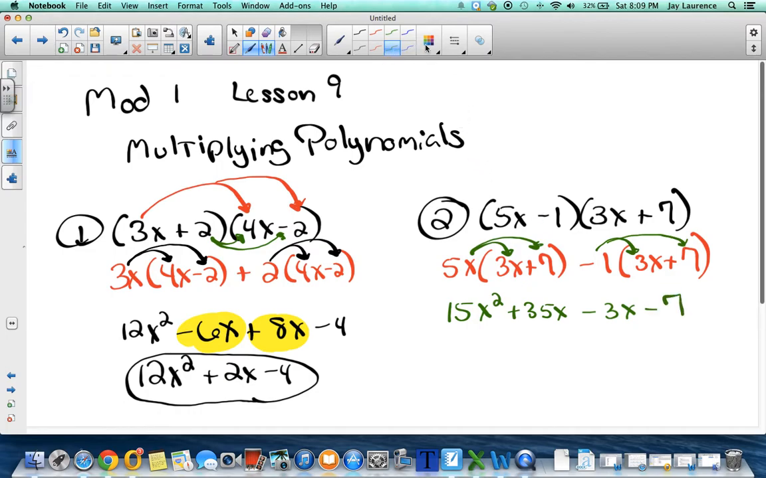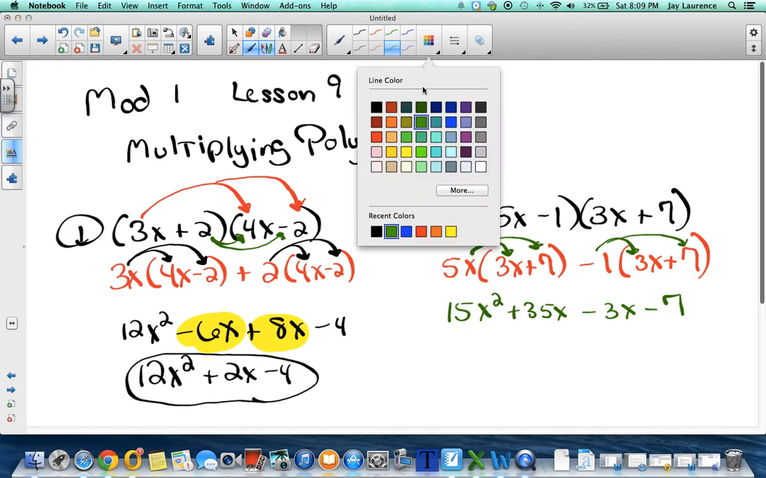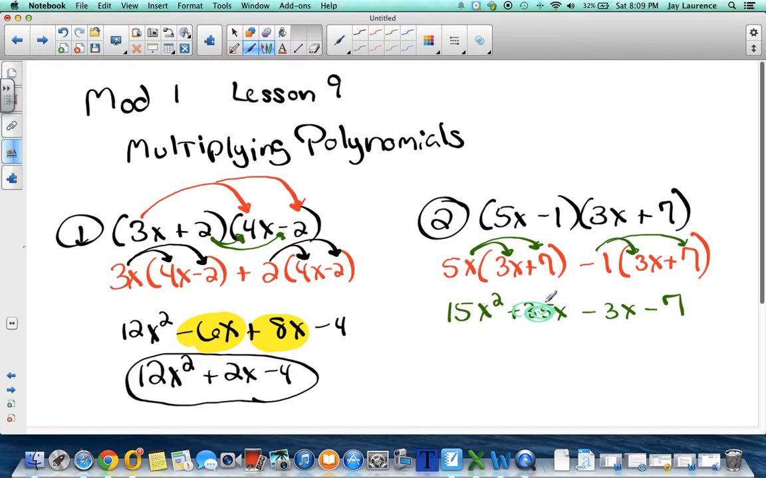And I will bet you that Ezra can tell me that there are some like terms here. Whoa, that's not very good. That doesn't look like a highlighter, does it? Let me undo that. I thought I was in highlight mode. Silly me. Okay, there's a positive 35x and a negative 3x. And so I can subtract them, right? I can say that this is 15x squared plus 32x minus 7.